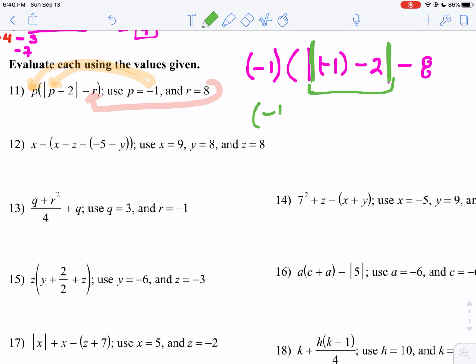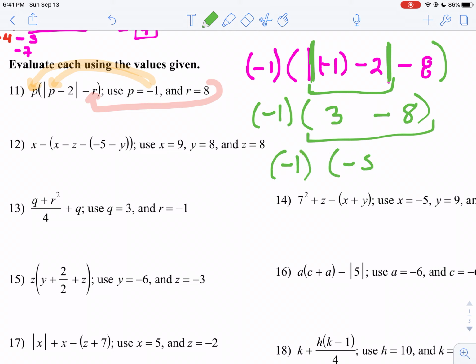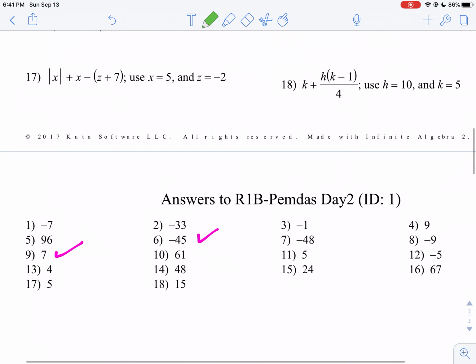So I'm just going to rewrite it. You have -1 times, I forgot the parentheses here, so that's a 3 minus 8. Then I'm going to finish taking care of what's inside the parentheses. There's another operation here that I need to take care of. I'm looking at -1, and then 3 minus 8, which is -5. Now I have two negative numbers that I multiplied together. The answer is going to be 5. Again, always check your answers. Number 11, is that equal to 5?